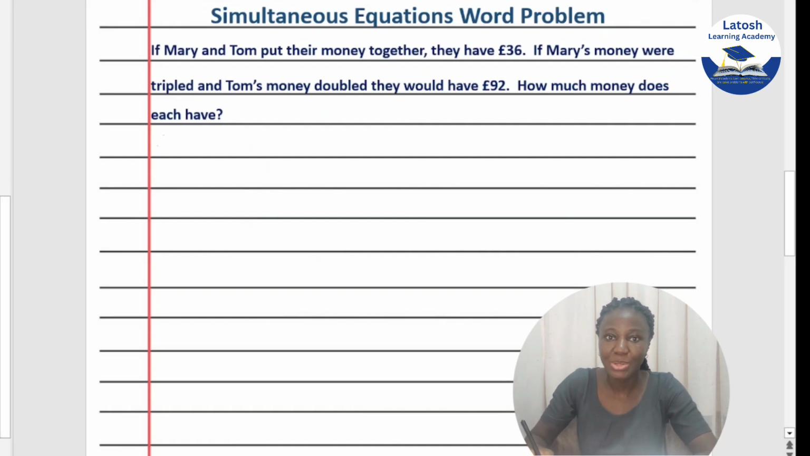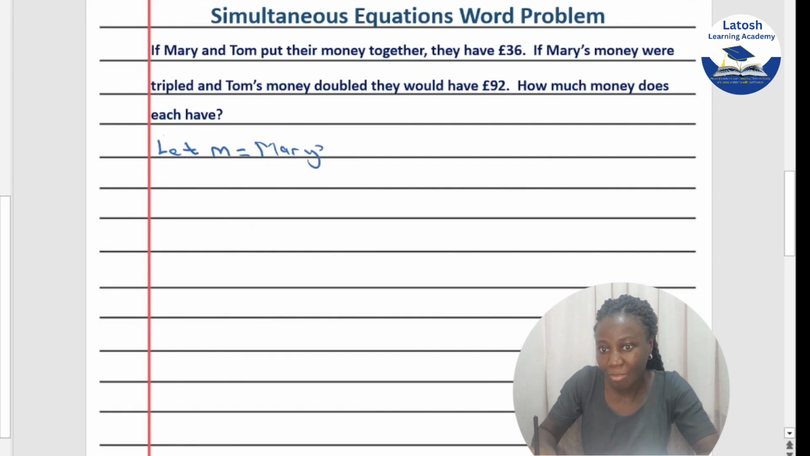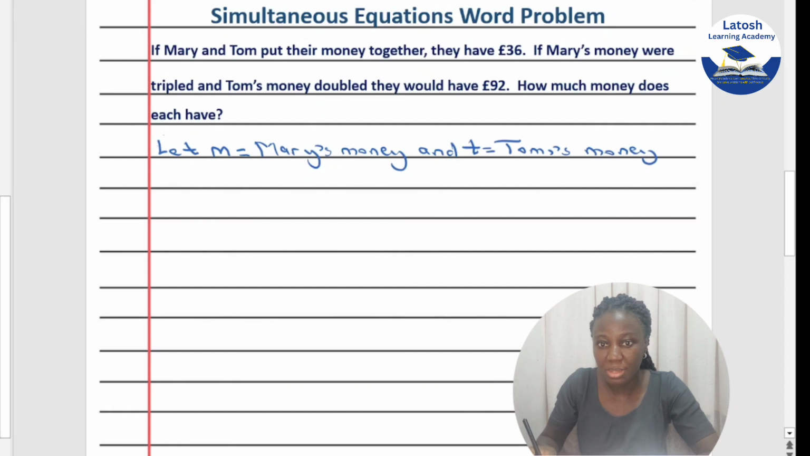If Mary and Tom put their money together, Mary has an amount of money and Tom has an amount of money. We do not know the amount. So we are going to represent the amount of money they both have by a letter. So let's say M equals Mary's money and T equals Tom's amount of money.